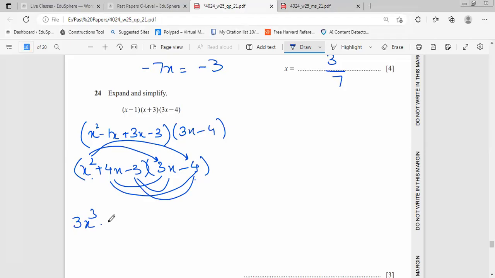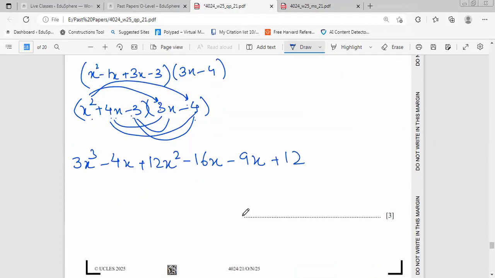X squared with 4 is minus 4x. 4x with 3x will be plus 12x squared. 4x with 4 is minus 16x. Minus 3 with this is minus 9x. Minus 3 with minus 4 is plus 12. Let's simplify it. So we get 3x cubed. Minus 16 minus 4 is minus 20. Minus 20 and minus 9 is minus 29x.